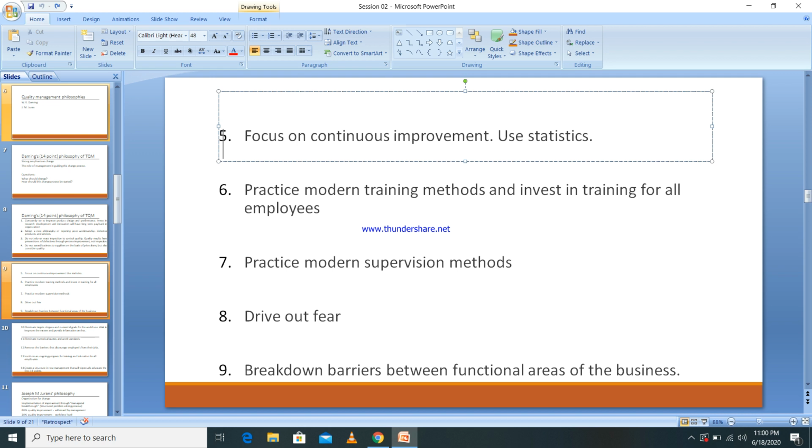And practice modern supervision methods. So rather than inspecting all the lots and finding out the number of defectives, we can use modern inspection or modern supervision methods in order to maintain the quality, right? Drive out fear. That is, sometimes when you are running a company, if you have practiced a particular technique for 2 to 3 years, we feel very scared to stop that technique, or to move to a new technique from the one that we are familiar with, right? But if you want to compete with the industry and maintain the quality, you have to drive out the fear. You have to use new techniques, right? So that is also very important.